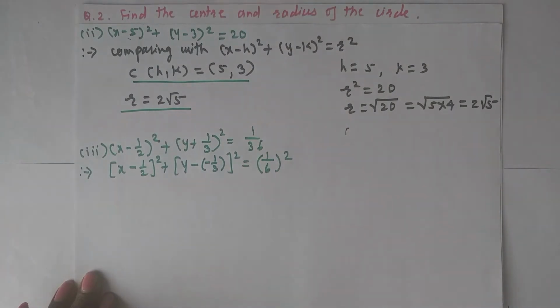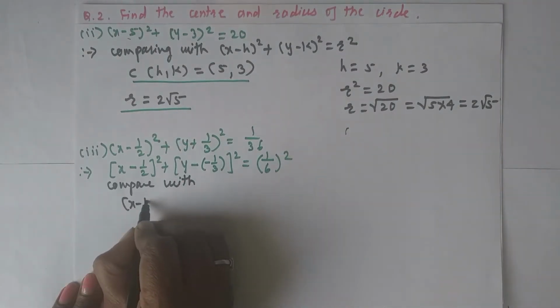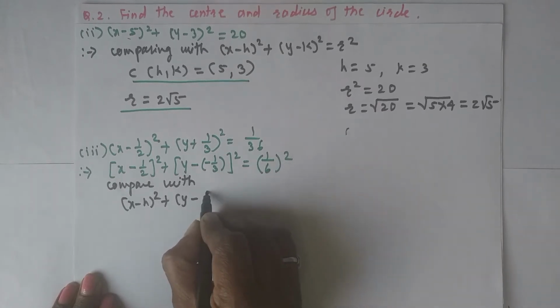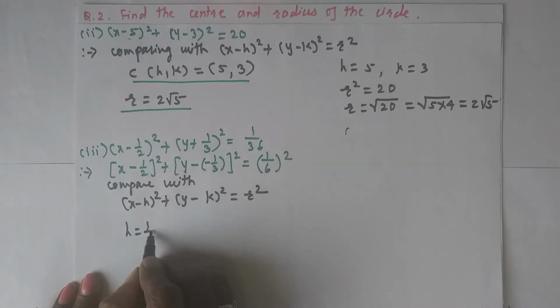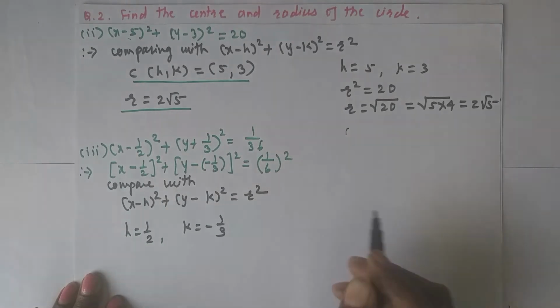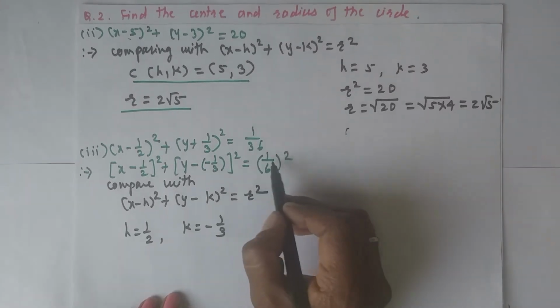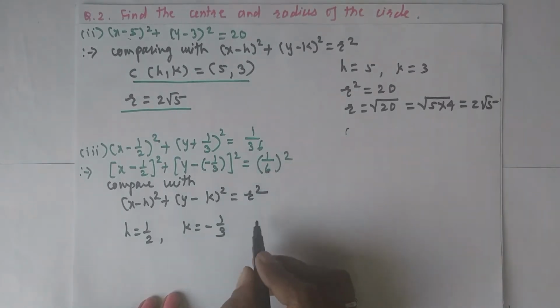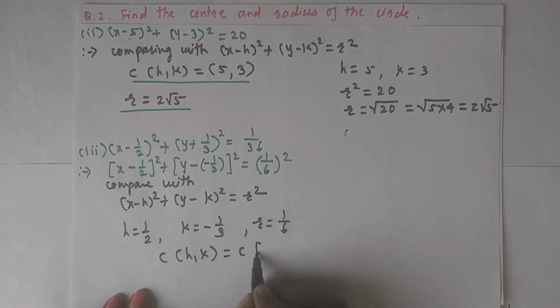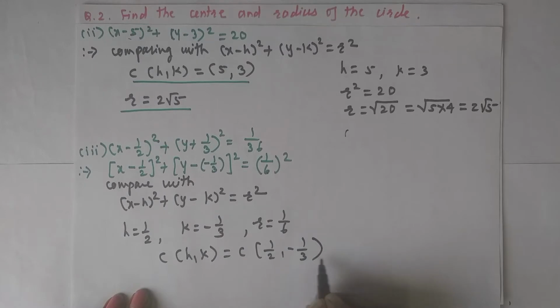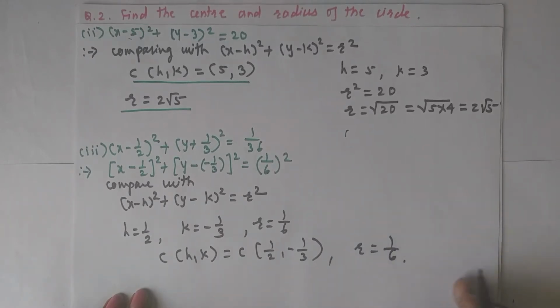Now compare this equation with center radius form. X minus h square plus y minus k square is equal to r square. Now what is h here? H is half, k is minus 1 upon 3. And this is r square, 1 upon 36 means 1 upon 6 square. This is r square means r will be 1 upon 6. Okay. Now what will be center? Center is hk, means here center is half, minus 1 upon 3 and radius is 1 upon 6. In this way we have found out center and radius by comparing the given equation with center radius form.